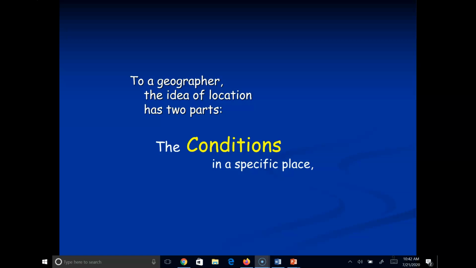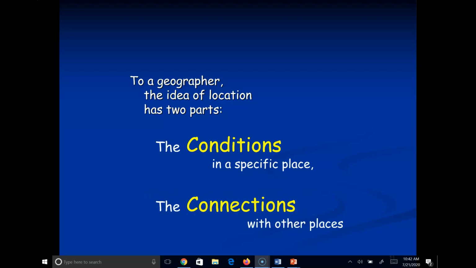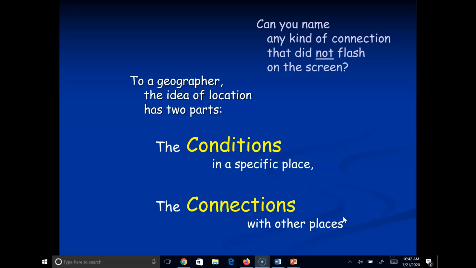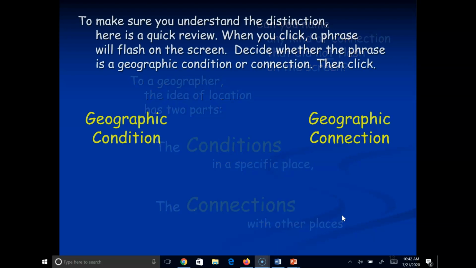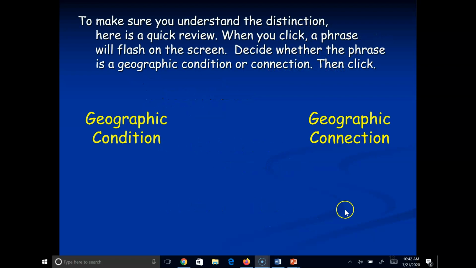The second thing are the connections with other places. What connections does it have with other places? Connections could be canals, roads, it's far from camp, there's good trade, it's upstream, they have a treaty. Those are all connections with others. To make sure you understand the distinction, here's a quick review.